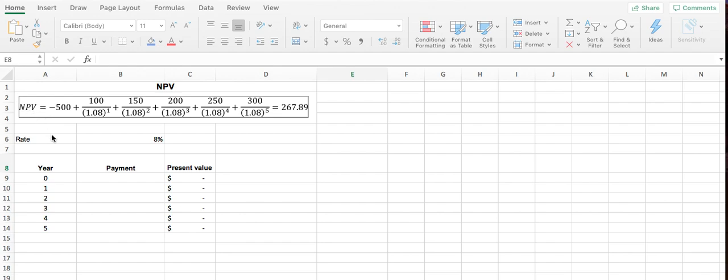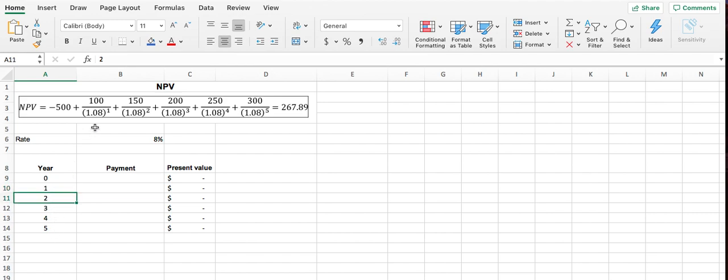So here we have the net present value formula for the $500 investment that I was talking about earlier, with each payment different each year for the next 5 years. So here I have set up what I want to see in my graph with a rate of 8% and the year starting at 0 all the way up to 5 years.